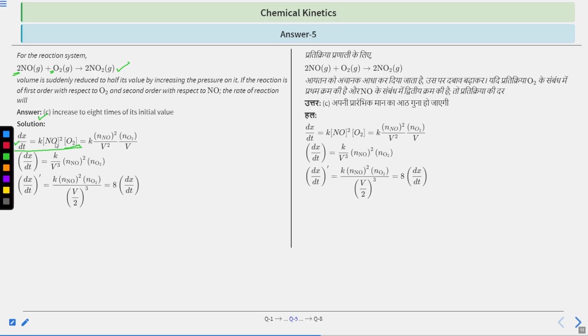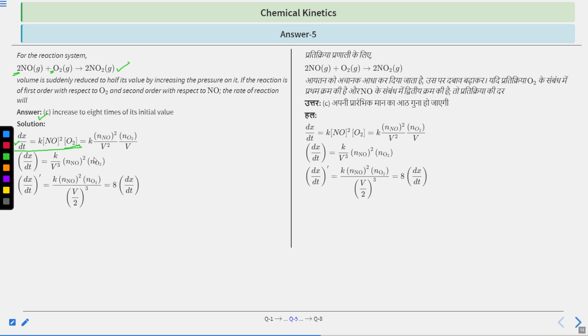So how to calculate the concentration of NO? We just simplify it. It will be K times number of moles of NO whole square divided by volume whole square, because NO concentration is in whole square. So this is the concentration formula, number of moles divided by volume, and the power will become 2 for both number of moles and volume, multiplied by the O2 concentration, which is number of moles of O2 divided by the volume. Now dx by dt is equal to K upon V cube, 2 plus 1 is cube, K upon V cube, number of moles of NO whole square times number of moles of O2.